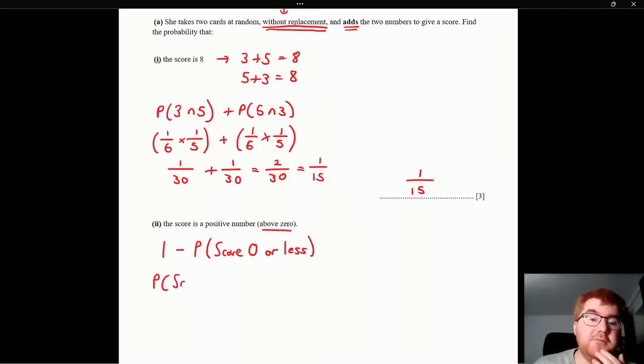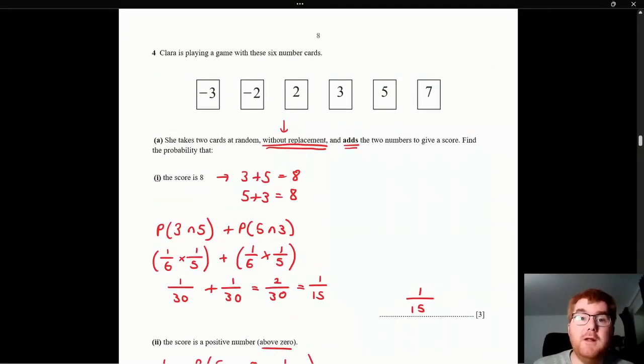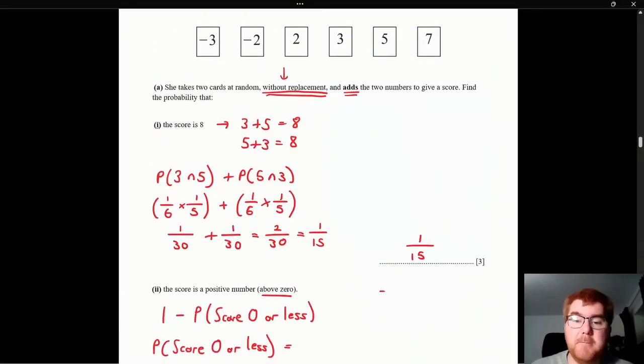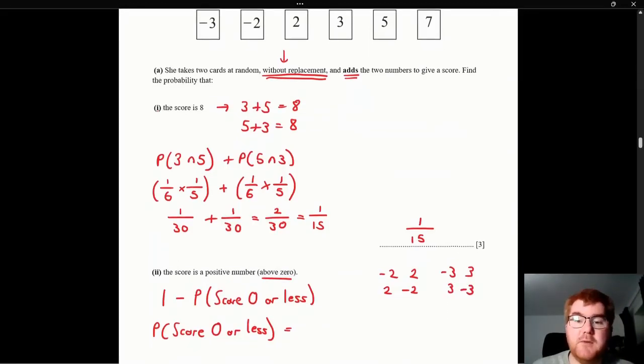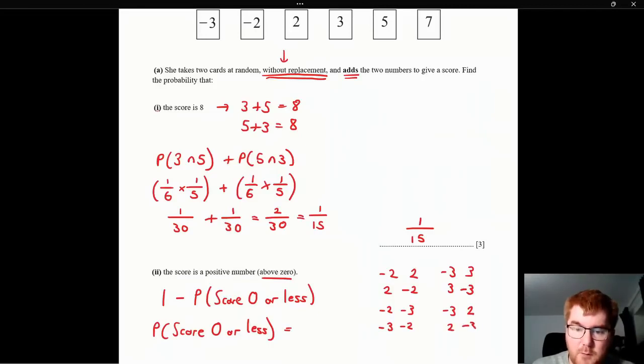Now, let's think about what's the probability of score 0 or less. So which combinations will give us either 0 or less than 0? Well, certainly minus 2 and 2 and the other way round. That gives us 0. Minus 3 and 3 and the other way round also work. And of course, don't forget we can get minus 2, minus 3 and the other way round. And finally, we can also use minus 3 and positive 2 and the other way round.